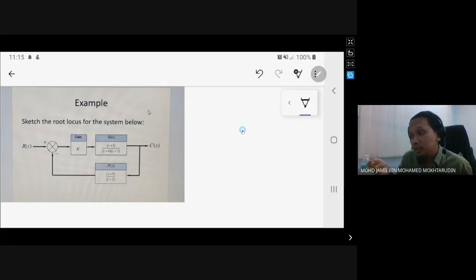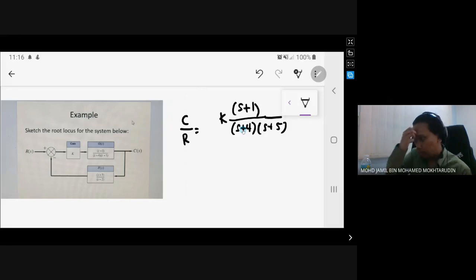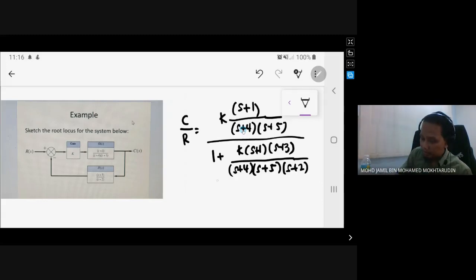Okay, this is just an example, and this example is a bit clueless. The first step you need to do is to simplify the block diagram, so you can find the closed loop transfer function, with S plus 4, and then simplify the transfer function.